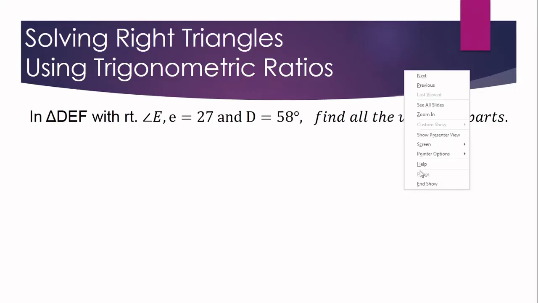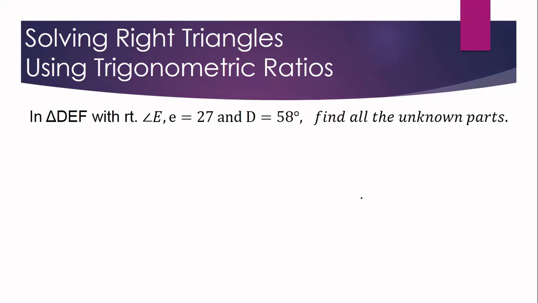Now, let us have our first example. So, let us have our pen first. Okay. So, in triangle DEF with right angle E, the small e here denotes a side, which is equal to 27 units. And then the capital letter D denotes the angle, which is 58 degrees. Angle D is 58 degrees. We are going to find all the unknown parts of the right triangle. So we have here right triangle DEF. The right angle is at E. Side e is 27 and angle D is 58. Let us find all the unknown parts.